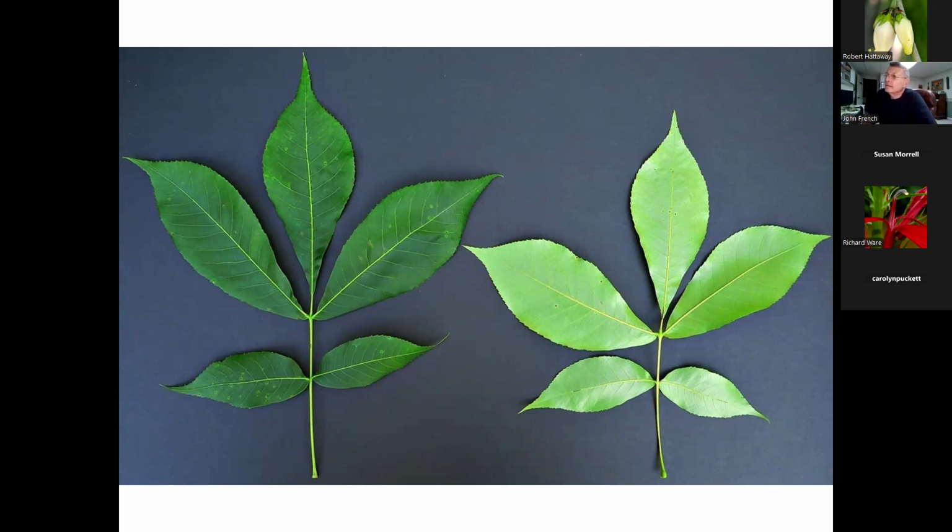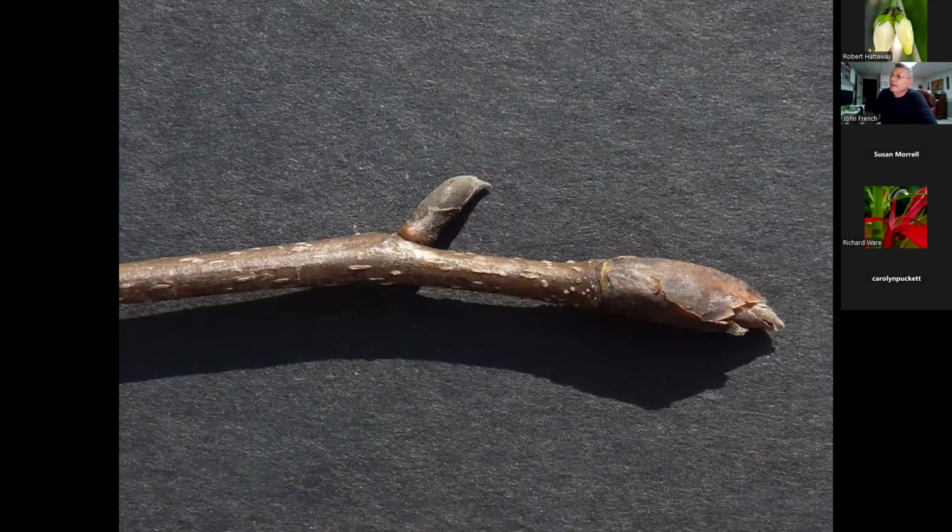Are the leaves opposite or alternate? Look at the twig. They're alternate. Are the twigs armed? Does anybody know what that means? It doesn't mean they're carrying a gun. It means they have some kind of spines or thorns or not. So they're not, right?